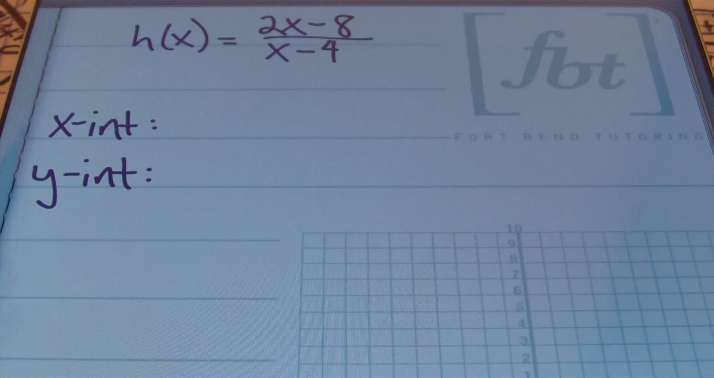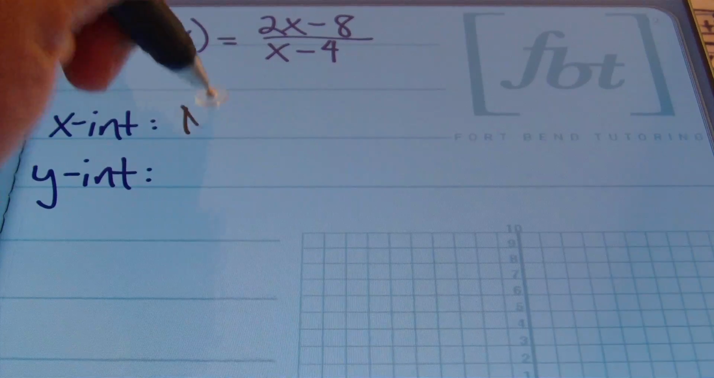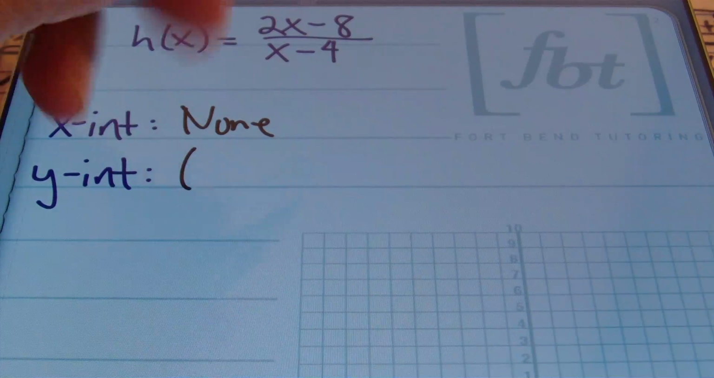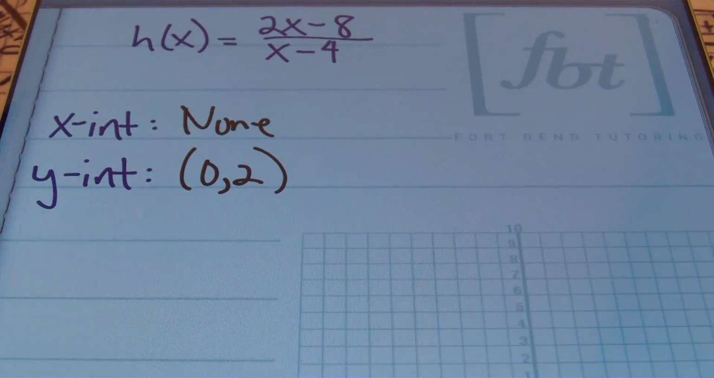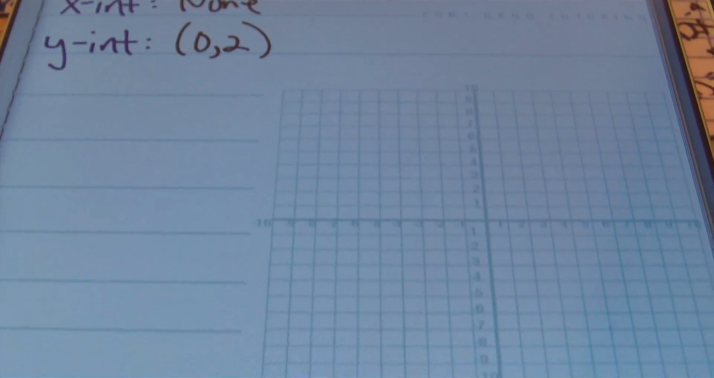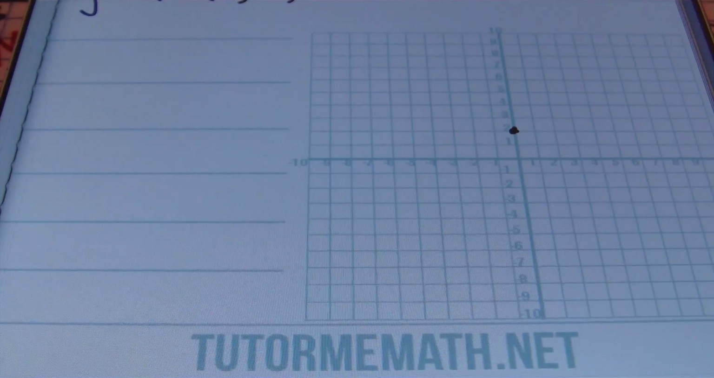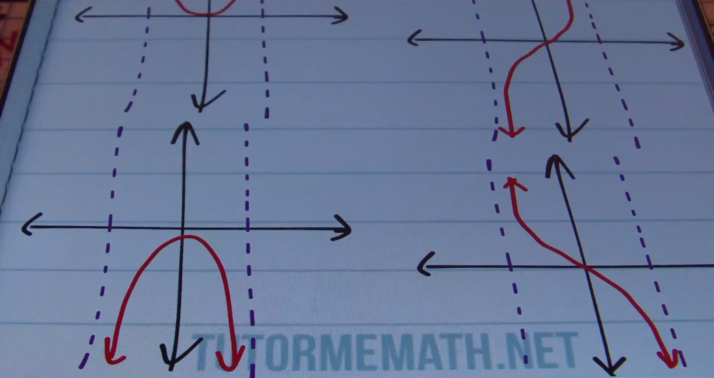Once again, we have our function h of x equals 2x minus 8 divided by x minus 4. We do not have an x-intercept for this problem, but we do have a y-intercept at (0, 2). So plotting our y-intercept on our Cartesian plane here, we'll end up with a point at (0, 2), and that's going to be the graph for problem number 4. All right, so that concludes problem number 4. Let's check out our next part of the video.